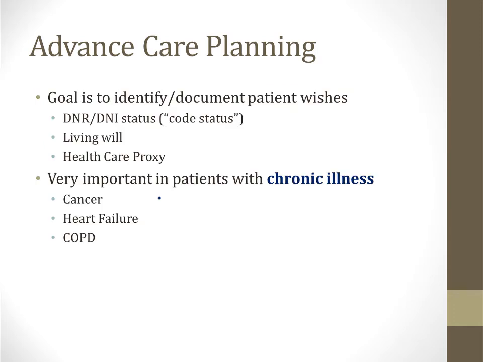So the goals of advanced care planning are to identify and document the patient wishes, things like the DNR DNI status, which is often referred to as the code status. You want to determine whether the patient has a living will or a healthcare proxy, and I talk about these two items in the video on decision-making capacity. And as I mentioned on the last slide, this is very important in patients who have chronic illnesses, things like cancer, heart failure, COPD. Patients with any of these illnesses are at risk of becoming incapacitated, and you want to document ahead of time what their wishes are.